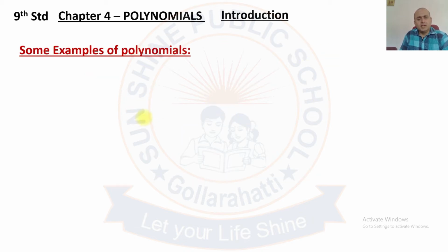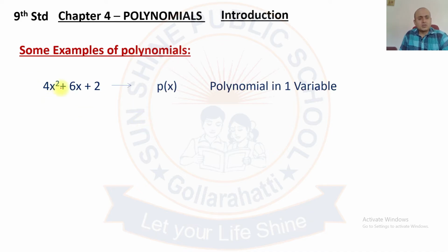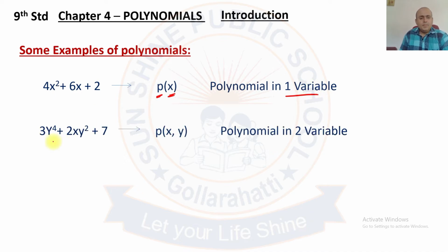Some examples of polynomials are 4x square plus 6x plus 2, that is p into x is a polynomial in one variable, because here p is not a variable, p is a coefficient and x is a variable, where we got one variable x. Therefore it is called a polynomial in one variable. Here 3y to the power 4 plus 2xy square plus 7. Here we have x and y, two variables, therefore we will call it a polynomial in two variables.